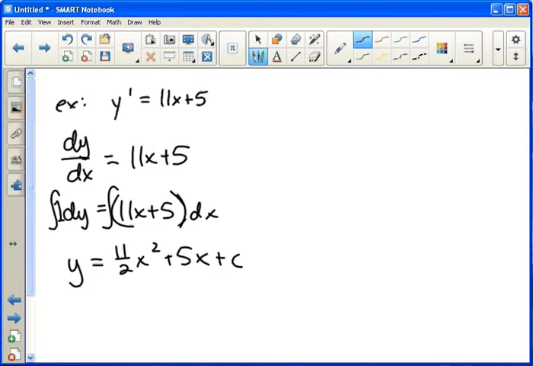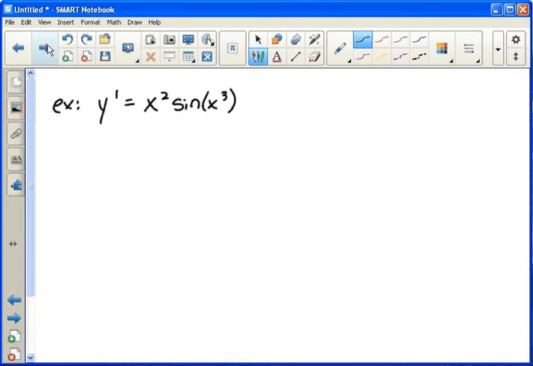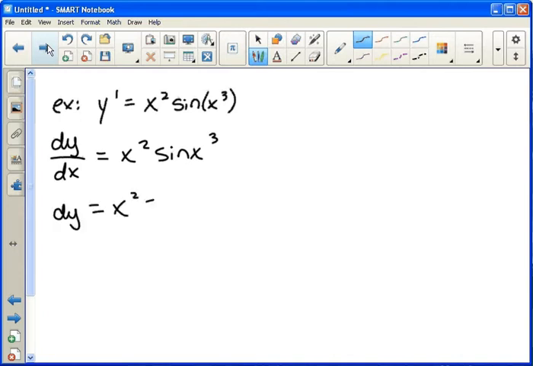Okay, moving on, we have y prime equals x squared sine of x cubed. Y prime needs to be rewritten in Leibniz notation. First step is Leibniz. The next step is to separate. Again, all we have to do is multiply the dx over. There will be more to that step in some later problems, but so far that's all we have to do. The next step is to integrate. So we take the integral of both sides.